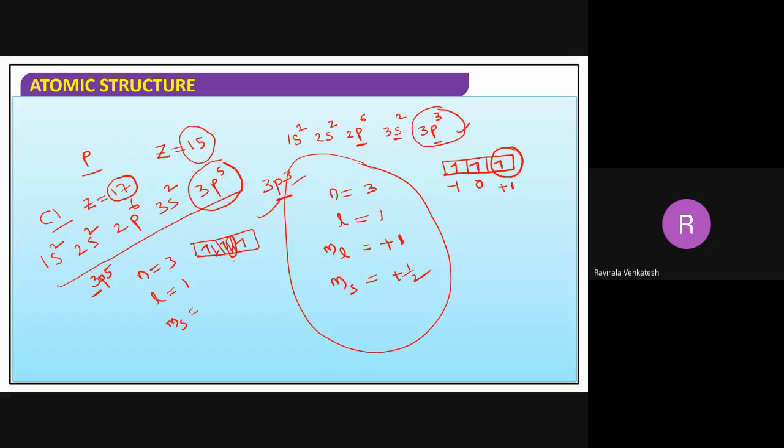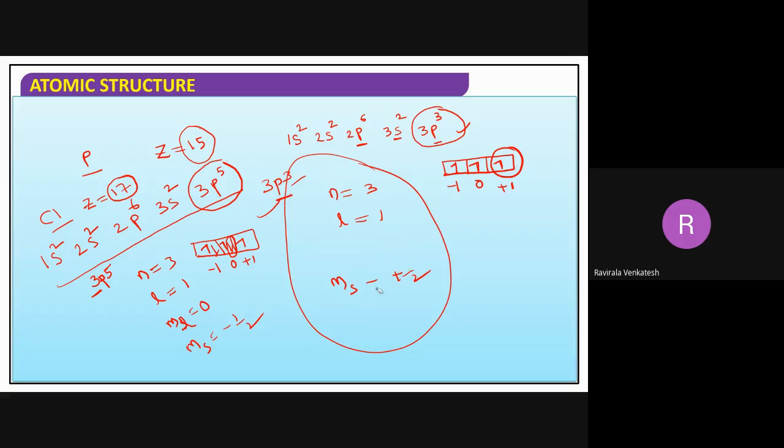Now put 0, -1, +1. The ms value will be... what will be the ml value, and what will be the ms value here? The ms value, it is in the downward direction, so it is -half. The ml is -1. In this way we can do n number of problems.